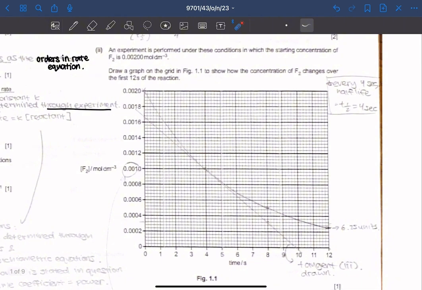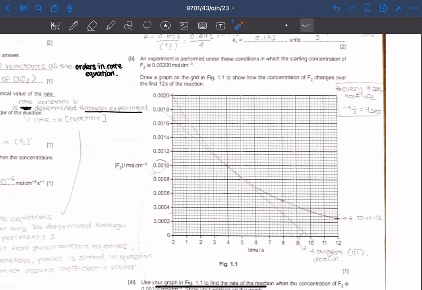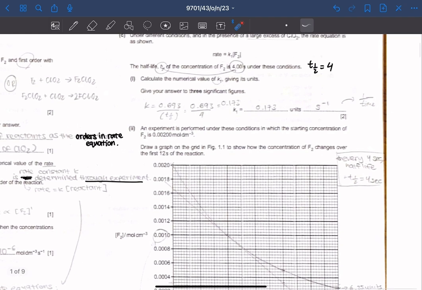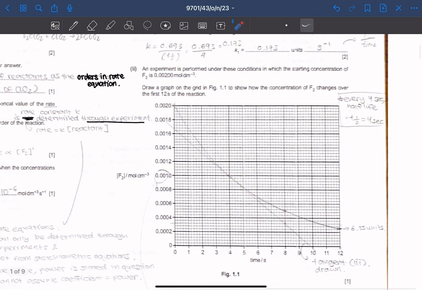An experiment is performed under these conditions in which the starting concentration of F2 is 0.002 mole per dm cube. Draw a graph on the grid in figure 1.1 to show how the concentration of F2 changes over the first 12 seconds of the reaction. In order to draw this graph, you should use the half-life information that was stated in the previous question. So half-life occurs every 4 seconds.